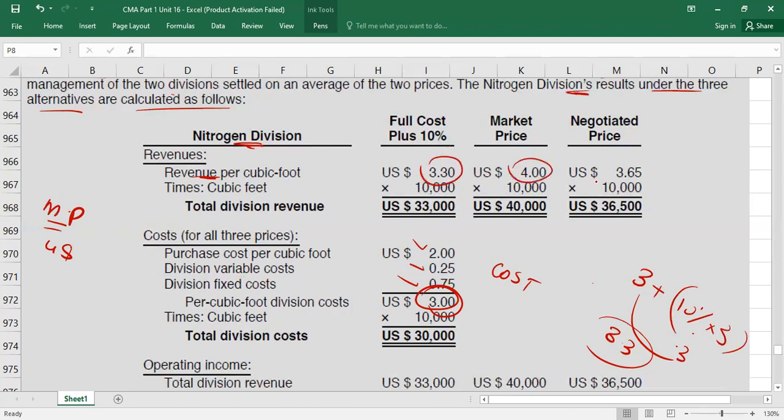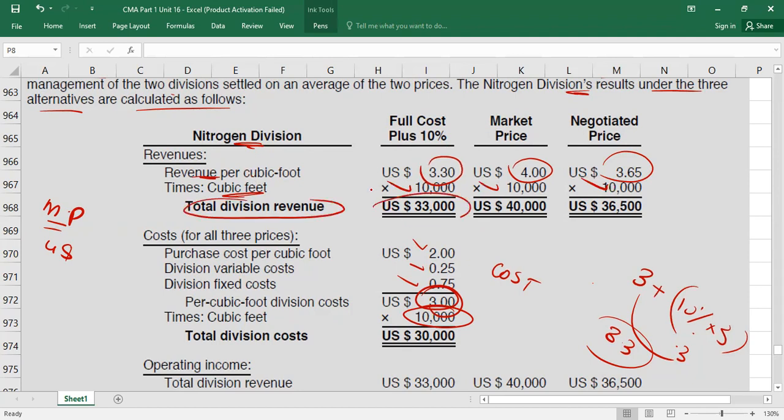If market price is the sale price, if average is the sale price, I'll multiply this sale price with what? With the cubic feet which I'm going to sell. And I told you, we assumed we are going to sell how many cubic feet? 10,000 to the fertilizer division. So we'll multiply with 10,000 under each option. So this is going to give you a total revenue under each option, right?